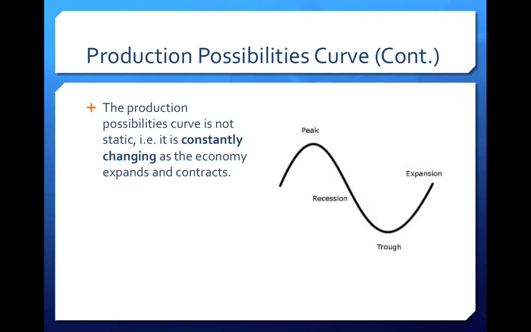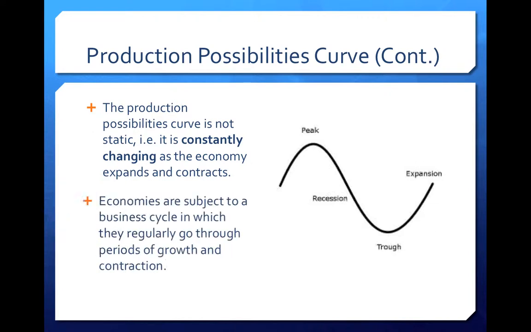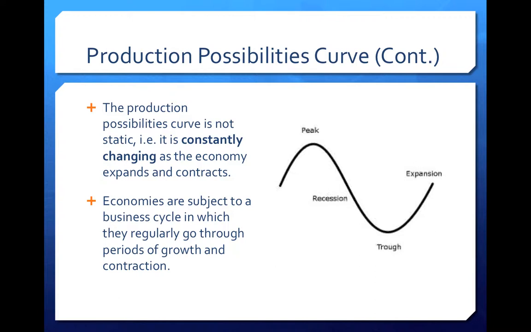Also, it is important to keep in mind that the production possibilities curve is not static. It's not existing in an instant of time. It is constantly changing as the economy expands and contracts. And we'll talk in another lesson about the normal periods of expansion and contraction within the economy. Economies are subject to a business cycle in which they regularly go through periods of growth and contraction.